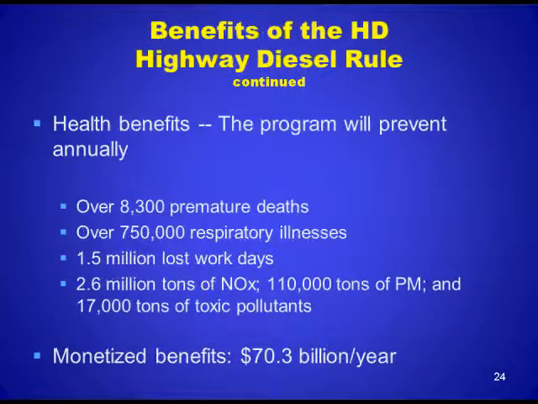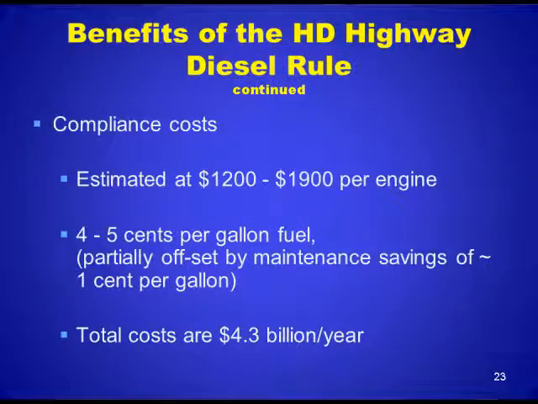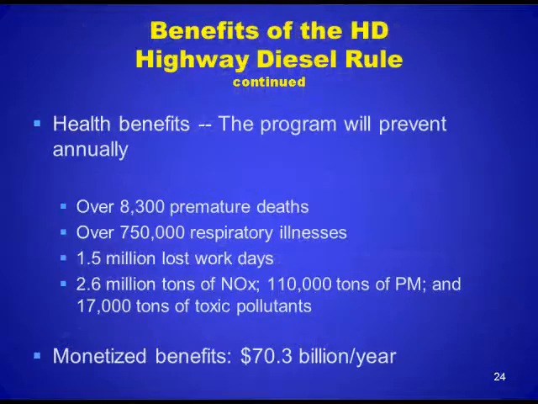Let's take a look at the health benefits. The program will prevent annually over 8,300 premature deaths, over 750,000 respiratory illnesses. It'll prevent the loss of 1.5 million workdays, and 2.6 million tons of NOx, 110,000 tons of PM, and 17,000 tons of toxic pollutants will be removed. The benefits are estimated to be $70.3 billion a year. Now let me go back to the costs. The costs, $4.3 billion. Benefits, $70.3 billion. What we do to control air pollution from motor vehicles and fuels is amazingly cost effective.